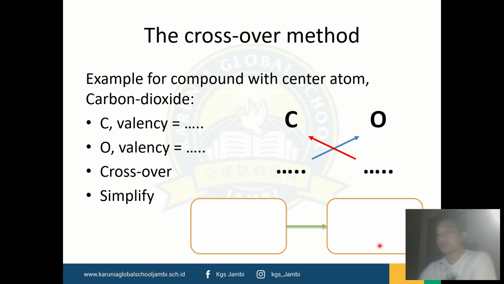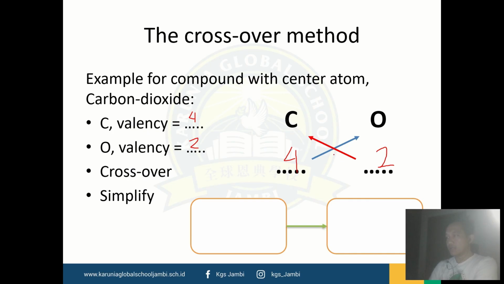Now, for a neutral compound, we can use this crossover method to create the compound formula. Example: carbon. The valency is 4 because it's in group 4. Oxygen is in group 6, so the valency is 2. So we put here the valency. Carbon is 4 and oxygen is 2.